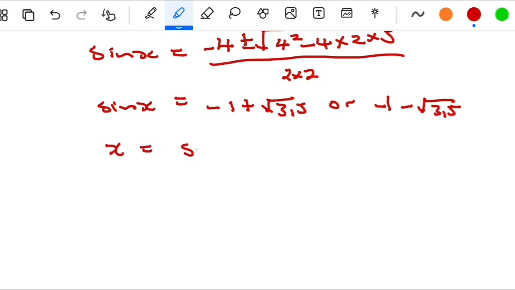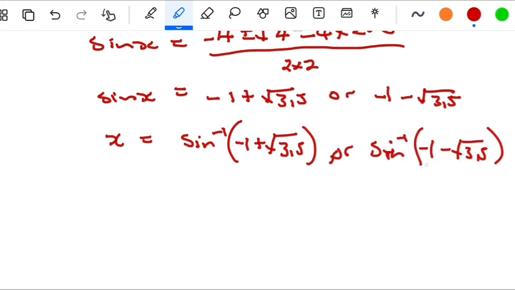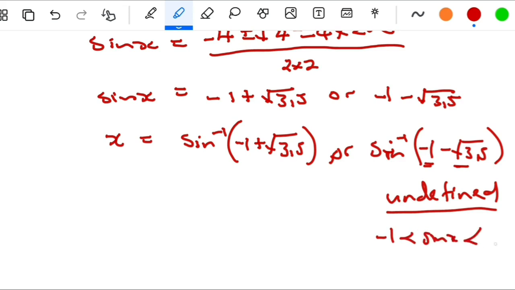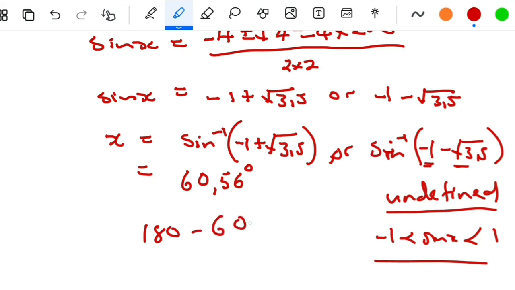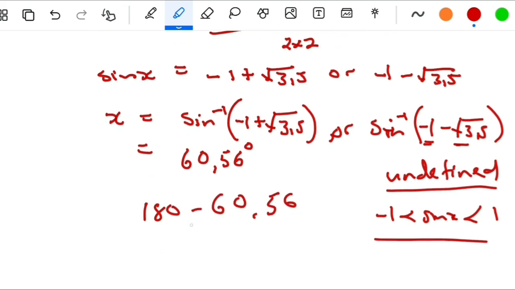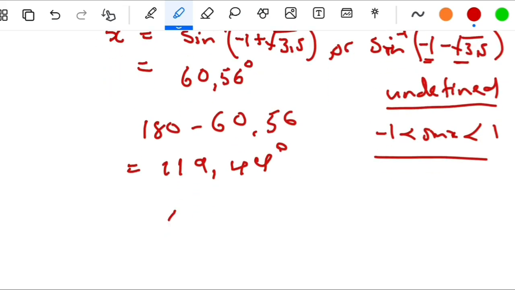x equals arc sine of that one and of this one, right? This one is negative 1 minus something, so this one is undefined here, because sine lies between negative 1 and 1. Then this side, we are going to get 60.56 degrees. Then to get the other one, we need to say 180 minus 60.56, which is going to be 119.44 degrees. So our values for x are 60.56 degrees and 119.44 degrees.